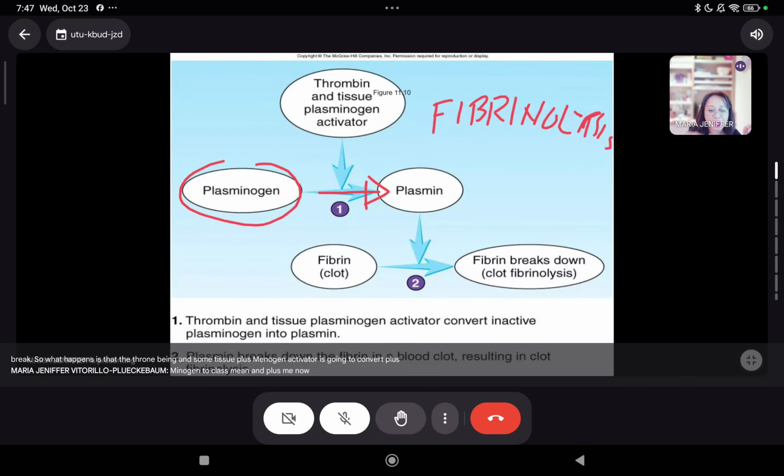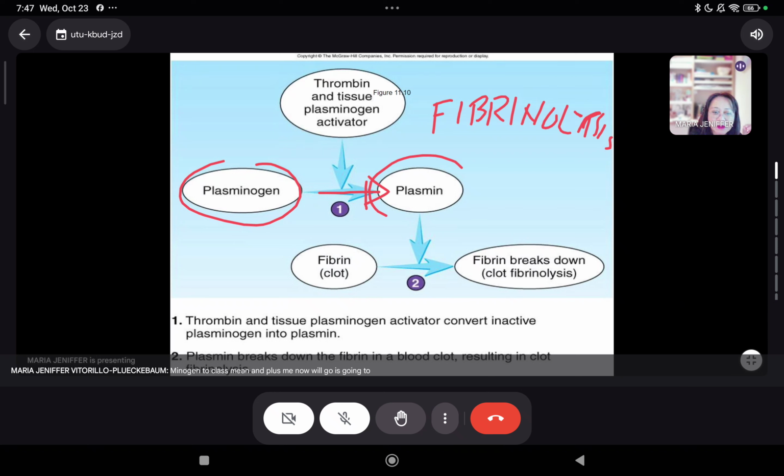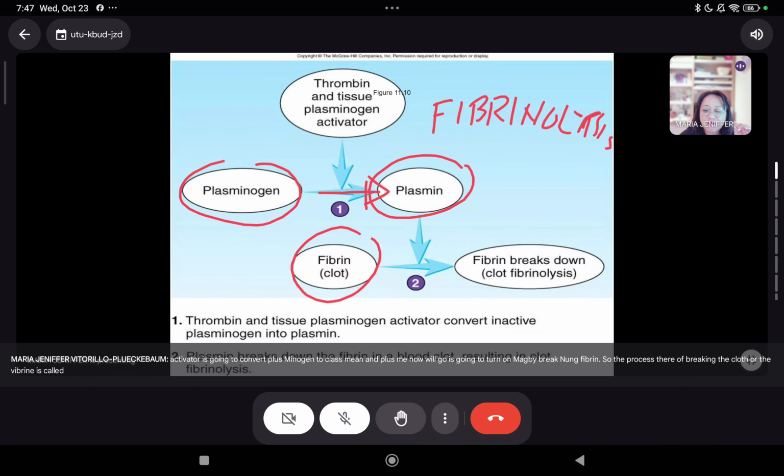And plasmin now is going to, ito ang magbi-break ng fibrin. So the process there of breaking the clot or the fibrin is called fibrinolysis. Okay? This will happen to break the clot, or else the clot will stay there. This will happen when the tissue is already repaired. Okay? So the clots there need to be dissolved.